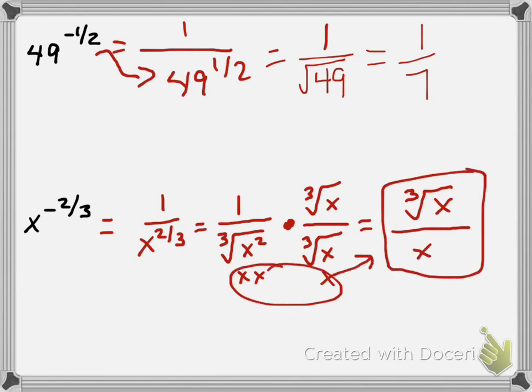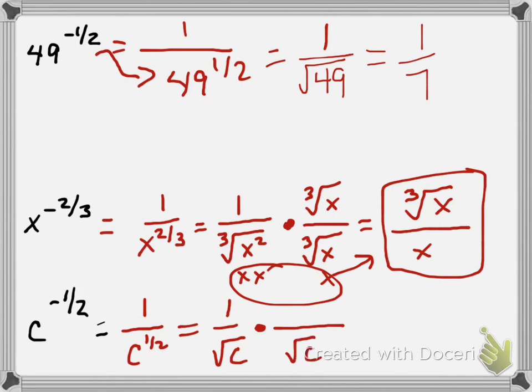Let's continue. I want you to do this one. C to the negative 1/2. Okay, we're going to move the 1/2 to the bottom. We're going to change it to a square root. We have a lonely c. We need another one to make 2. So the correct answer is the square root of c over c.